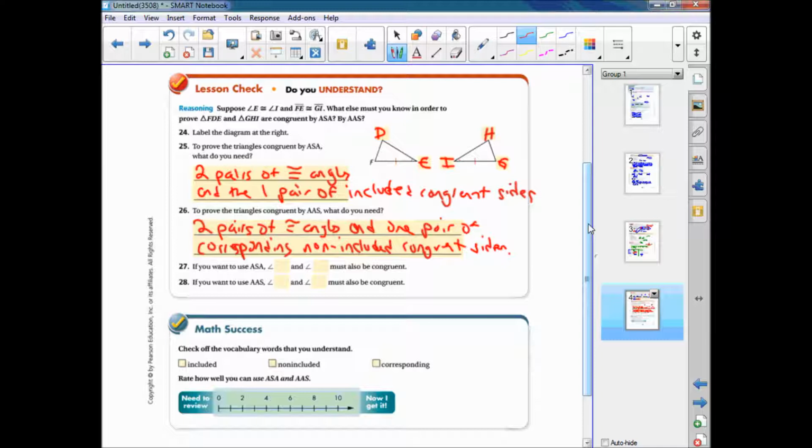So if you want to use angle, side, angle, or use ASA to prove congruence, then we need to have angles, let's see, F and G to be congruent. So to do angle, side, angle, we need the angles that are between the sides. So we would have to mark this one and this one, so that the side is between the 2 angles. Okay. If you want to prove angle, angle, side, okay, what else would we need? Well, we already have the side, we just need a different angle. And we don't want the angle that makes that side be included, so we're going to have to use this angle up here. Okay, so that's going to be angles D and H.